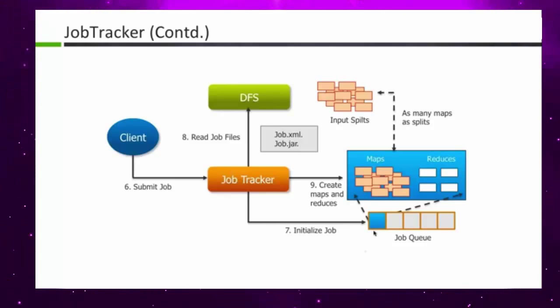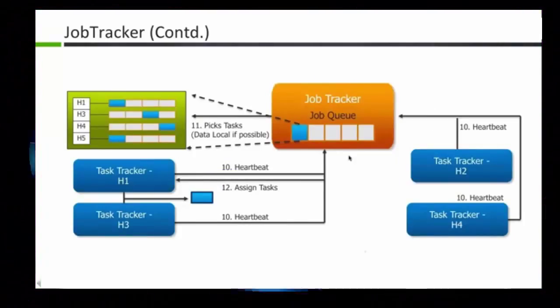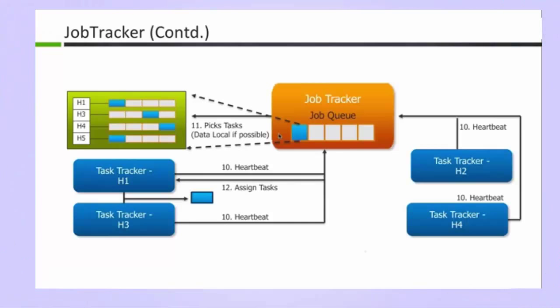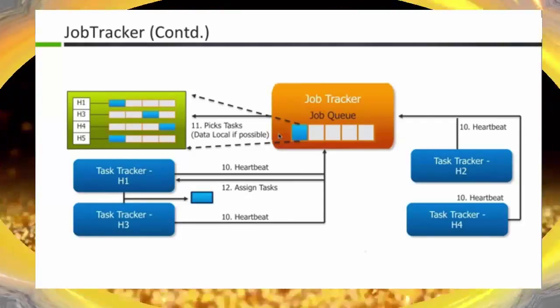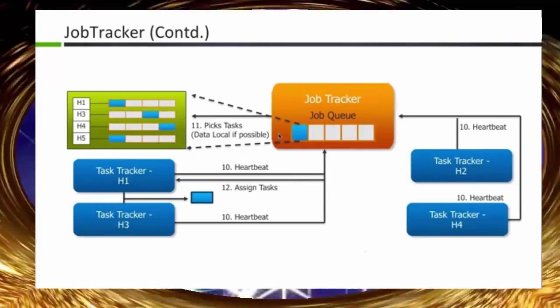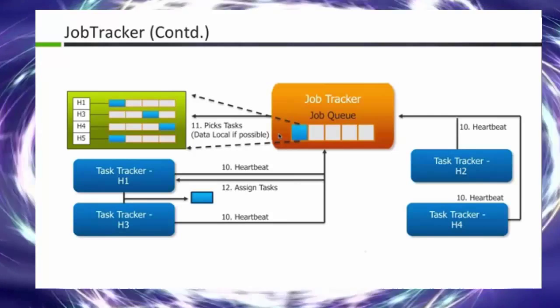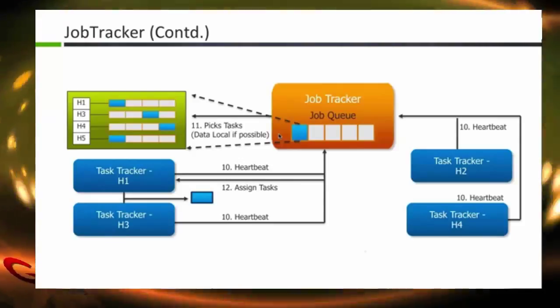This will be put in a job queue, which will be governed by the job tracker. The job tracker will assign these tasks to the task trackers, which will be running these particular map tasks on different data nodes where the input split is actually residing. Is that statement clear to everyone? That after the maps have been created, they will be run by the job tracker on the task tracker, ultimately on the input split which is residing on the data node. Is that statement clear to everyone? Can I quickly get a yes?